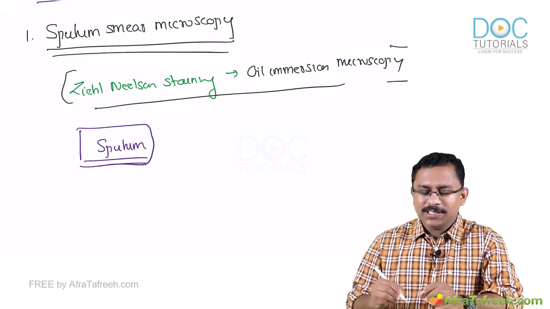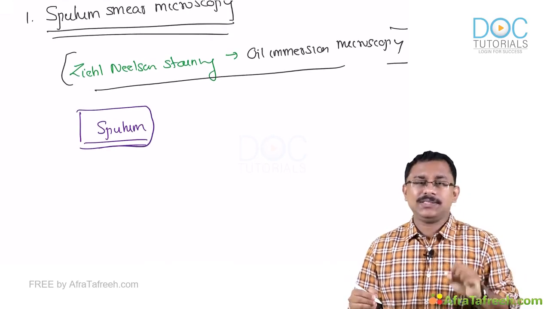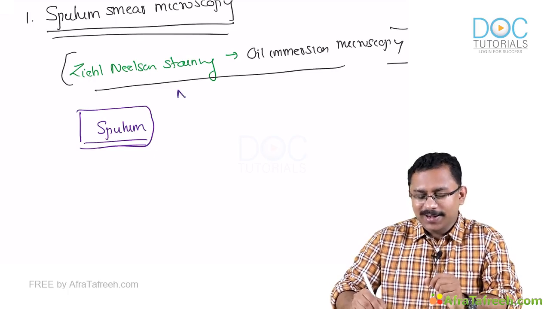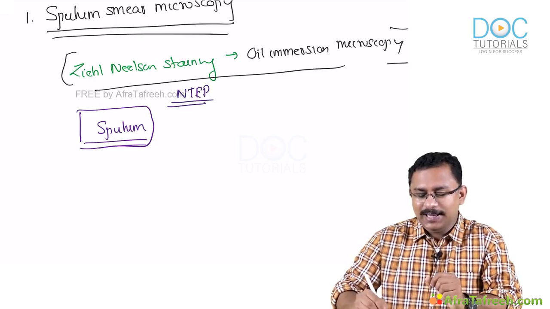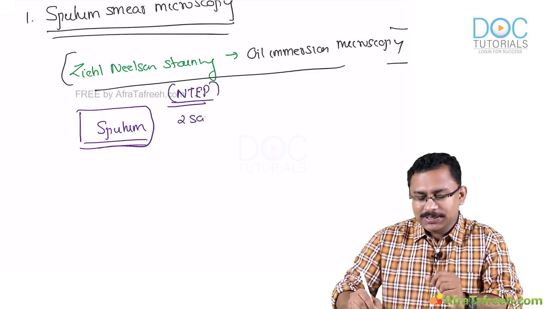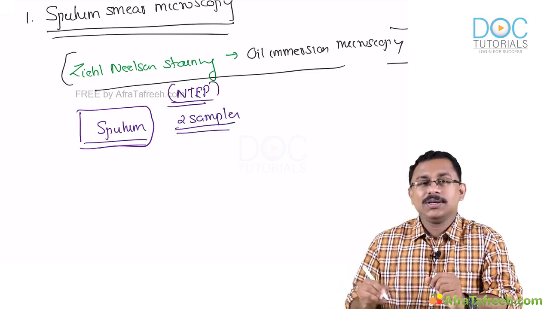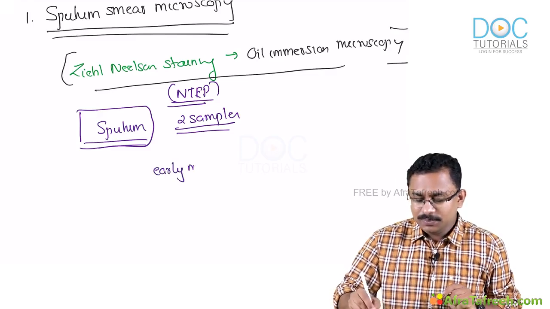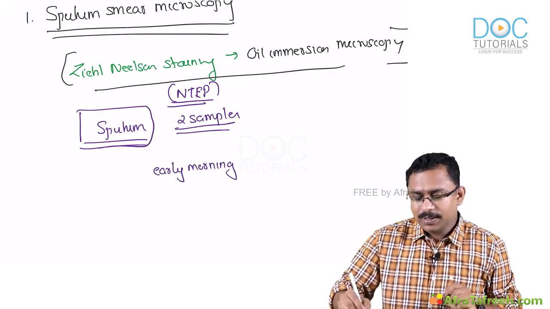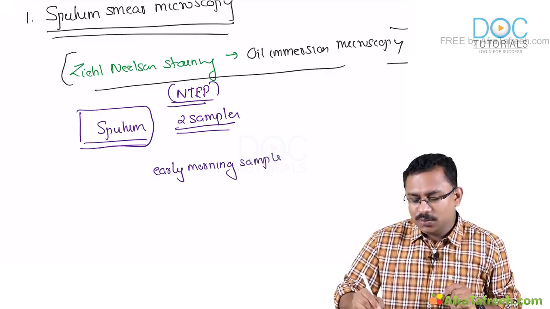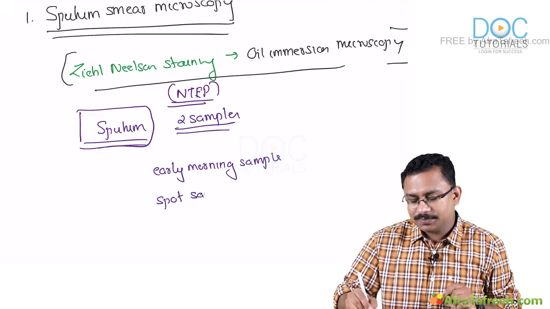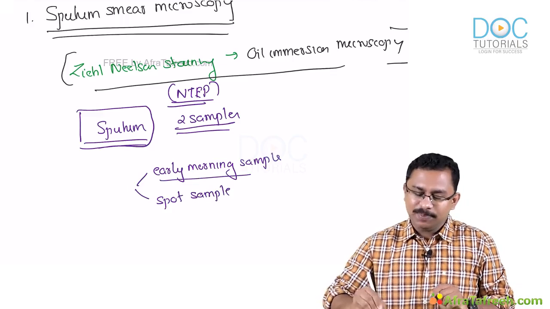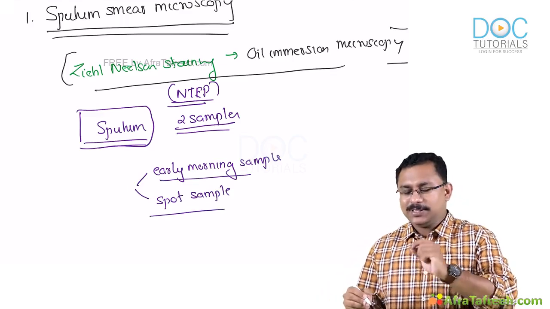So when you want to obtain sputum, you've got to take two samples. That is as per, currently it is not the RNTCP, I told you it is your NTEP. You have got to take two samples. Now, what are the two samples? One sample is going to be an early morning sample, and the second sample is going to be a spot sample. So you are going to have an early morning sample as well as a spot sample.